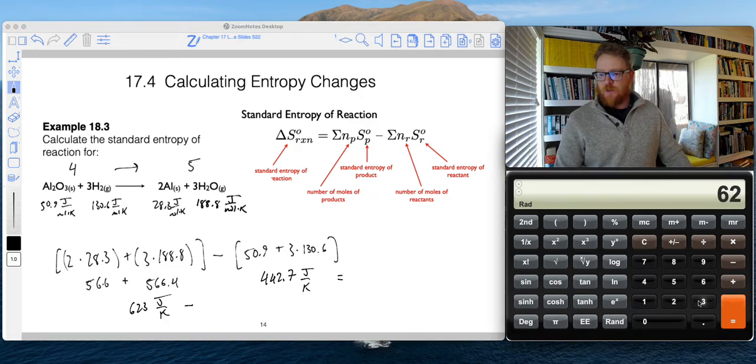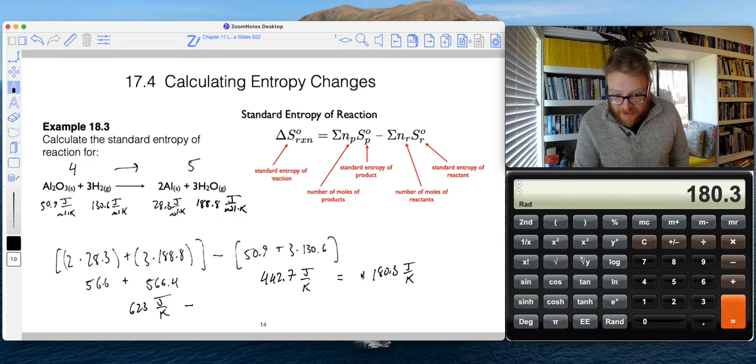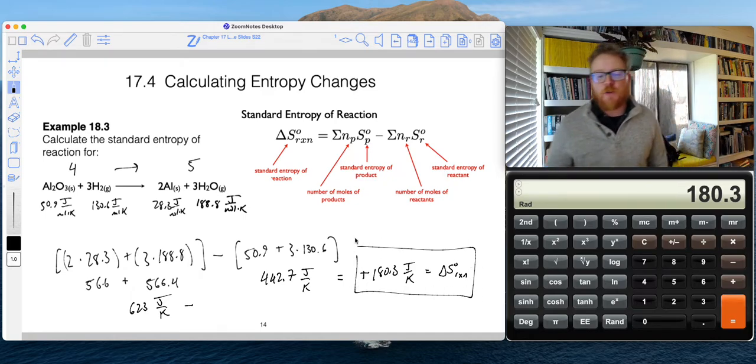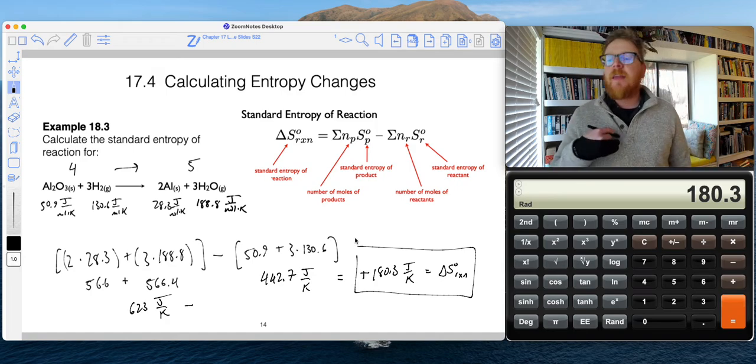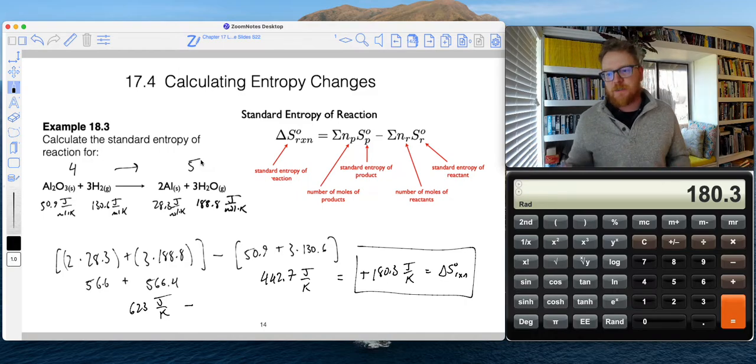Okay, so 623 minus 442.7. And yes, I get 180.3 joule per Kelvin. What's important is that that's a positive number for my delta S of reaction. And that tells me after this reaction has gone, it has overall increased the entropy of the system, which makes good sense because there were 4 molecules at the beginning and it became 5 molecules at the end. So we should expect to see an increase in entropy of this reaction.